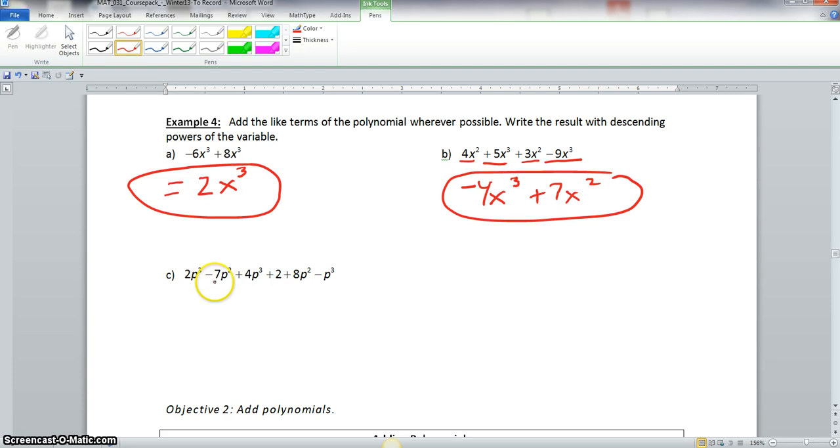Now we come here to C. The highest exponent we have is cubed, so we would start with that. 2p cubed, 4p cubed, and a minus p cubed. 2p cubed and 4p cubed is 6p cubed, minus p cubed will give us 5p cubed. Negative 7p squared plus 8p squared would just give us p squared. And then we'll bring down our plus 2. So we have 5p cubed plus p squared plus 2.